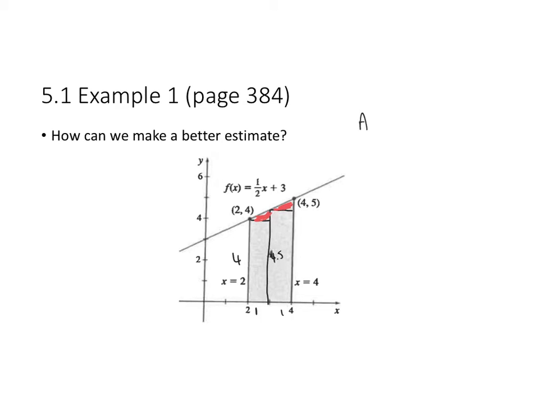So my area is going to be 1 times 4 plus 1 times 4.5. I got the 4.5 by plugging in 3, because this point is 3, into my equation. So 1/2 of 3 plus 3 is 1.5 plus 3, and that's where my 4.5 came from. So let's see, my new area is going to be 4 plus 4.5, or 8.5.